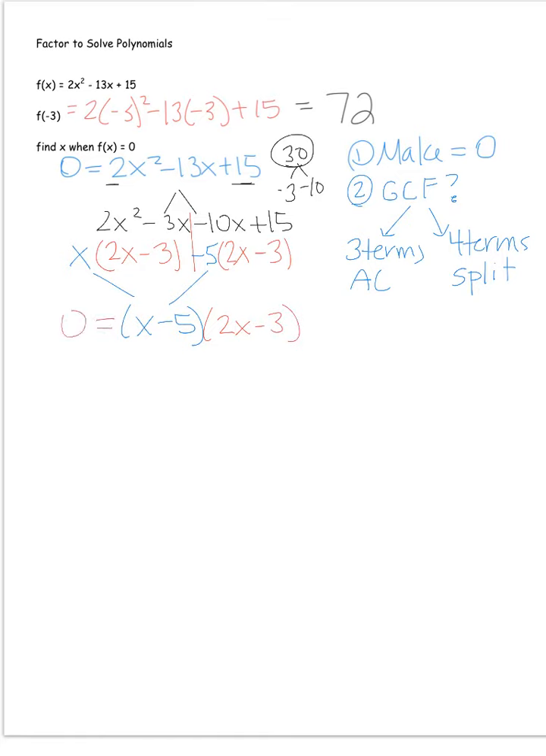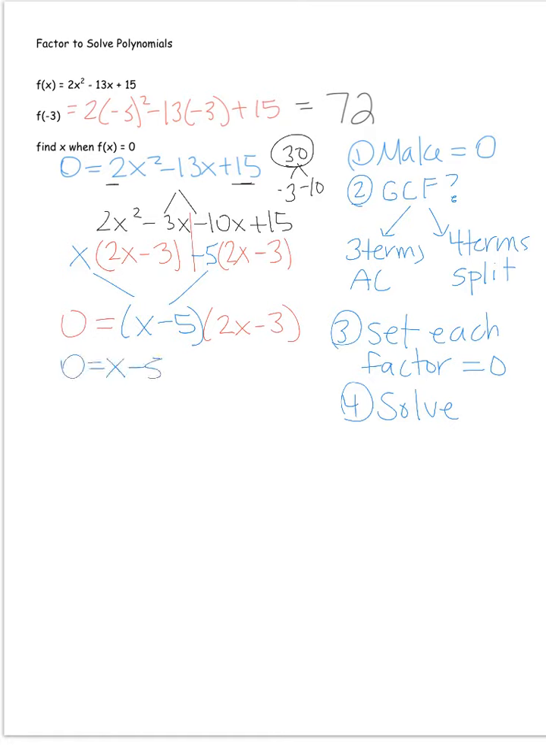This was an equation. So now we have factored, but we need to solve. So once we have it factored, we set each factor equal to 0 and use the 0 product property to get our answers. Okay, solving. So 0 equals x minus 5. 0 equals 2x minus 3.